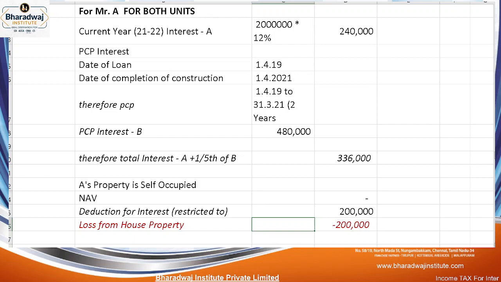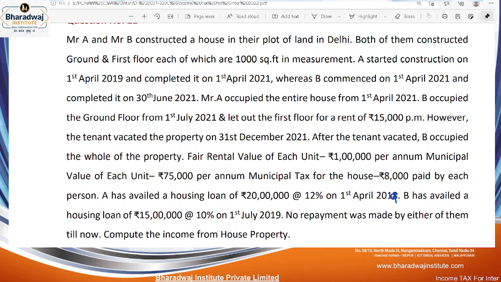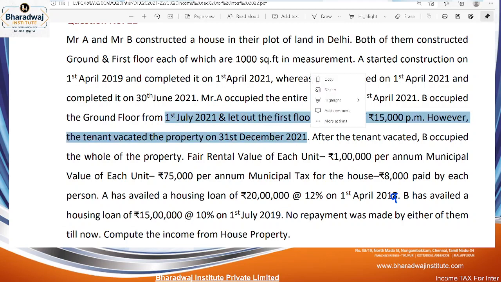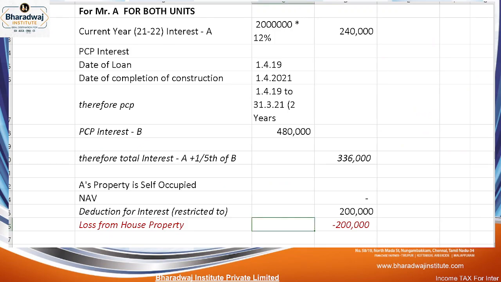Mr. B, you check the problem. Mr. B, the ground floor is self-occupied. Okay, what about the first floor that was let out? That was let out till 31st December. So that means 9 months it is let out.